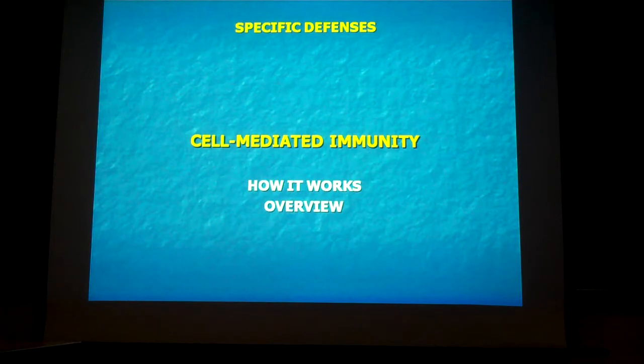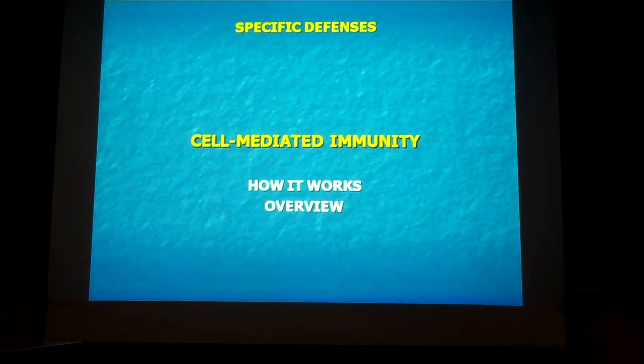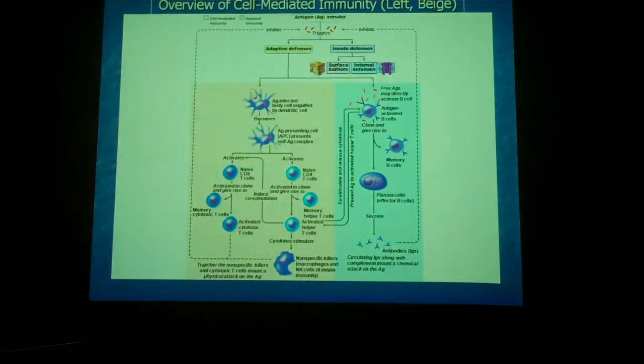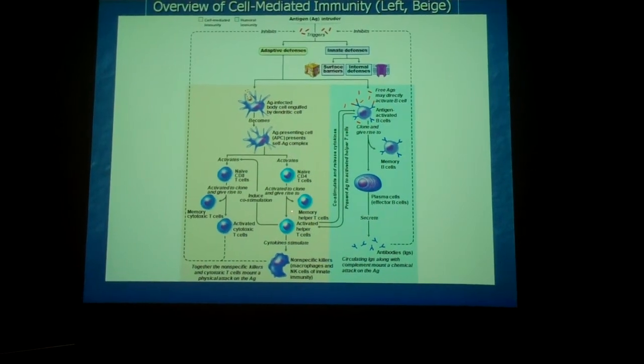Cell-mediated immunity. We're going to have two types of our third line of defense: cell-mediated immunity and humoral immunity, or antibody-mediated. All right? So right now we're talking about cell-mediated. This is T cells. An overview, how it works. You're actually seeing an overview of how both types work. But we're right here in the beige right now.